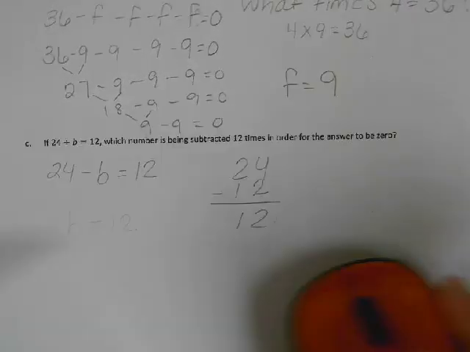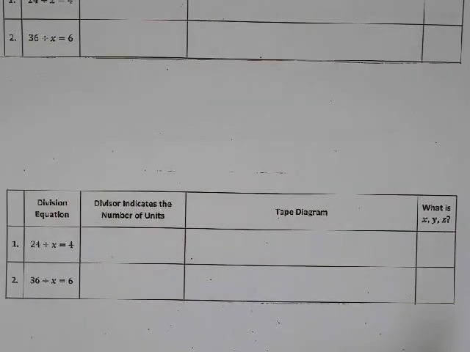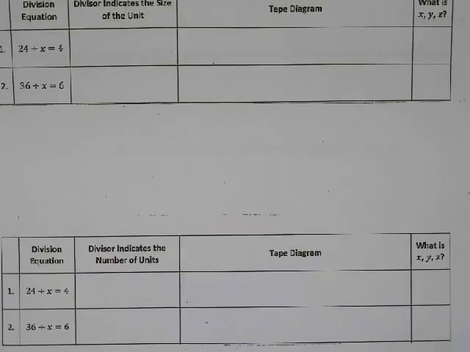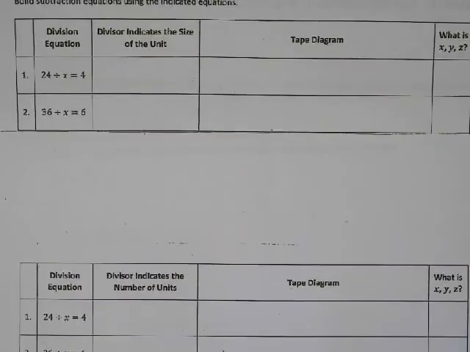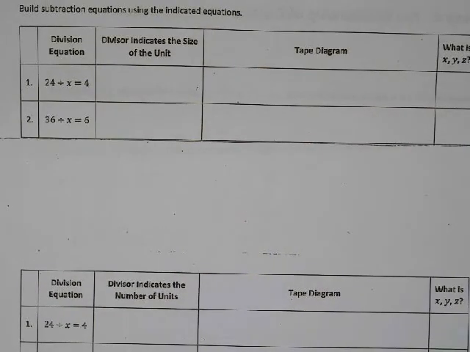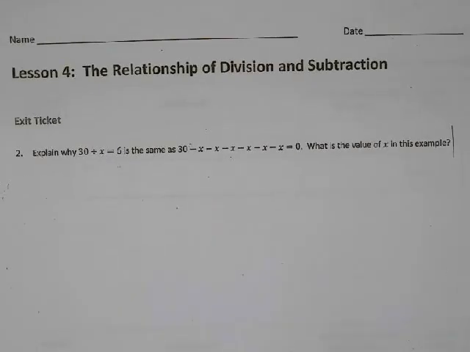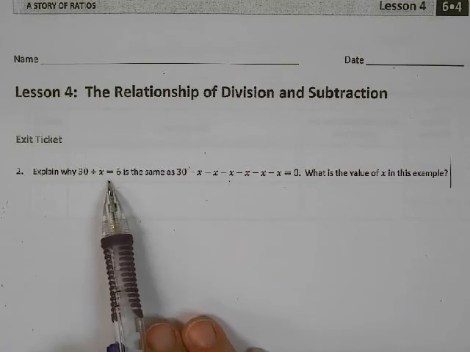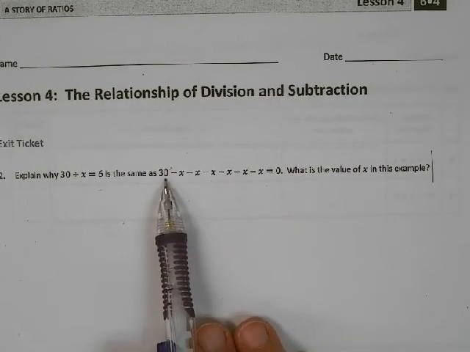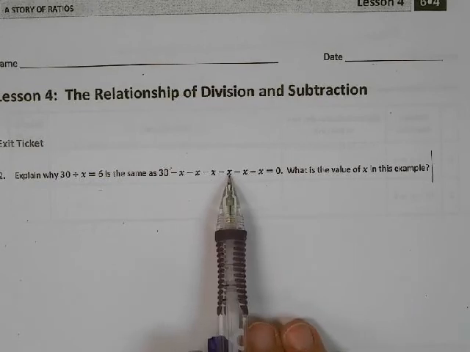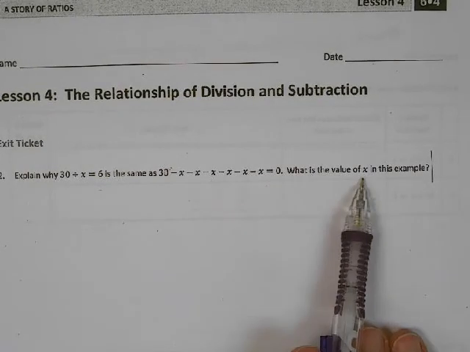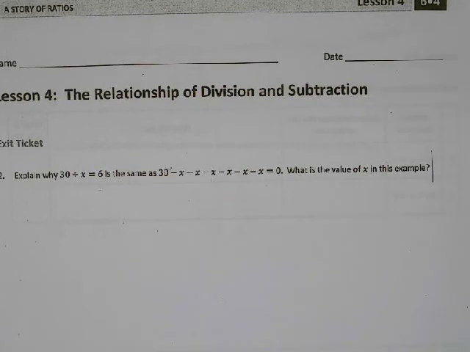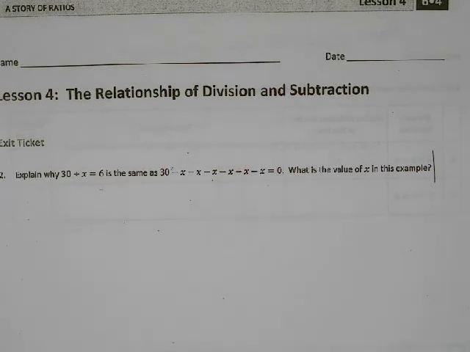For today's assignment, you are going to complete 2 tables, just like we had done together in the class book. And for the exit ticket, I want you to explain why 30 minus x equals 6 is the same as 30 minus x minus x minus x minus x minus x minus x equals 0, and then tell me what is the value of x. If you have any questions, please feel free to first rewind and re-listen to the video, or come and check with me if you need some more help.